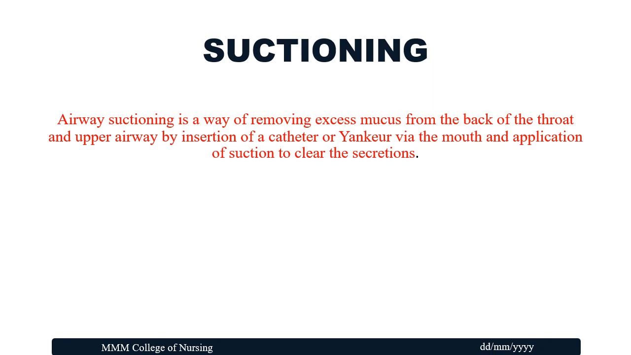So what is suctioning? Airway suctioning is a way of removing excess mucus from the back of the throat and upper airway by insertion of a catheter or Yankauer suction via the mouth and application of suction to clear the secretions.